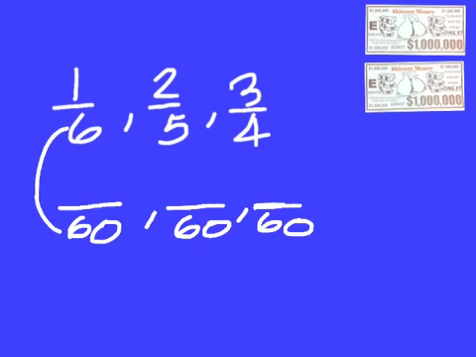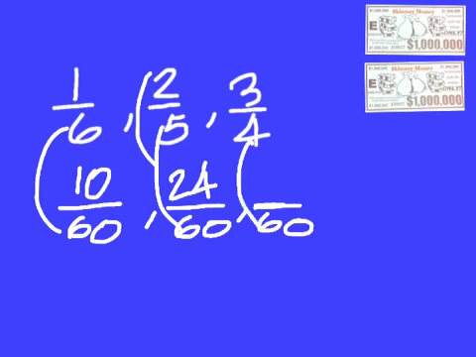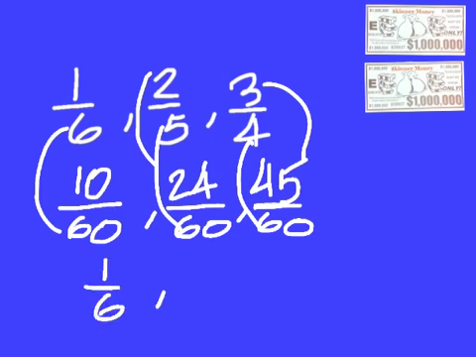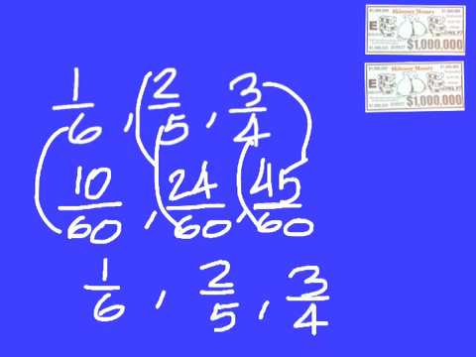What would I do to 6 to get 60? So this would be a 10. What about here? Times 12. So 2 times 12 is 24. And what about here? So this would be a 45. What's the lowest one in there? 1/6. 2/5. Then 3/4. They were already in order.